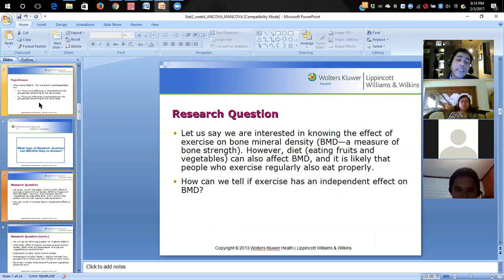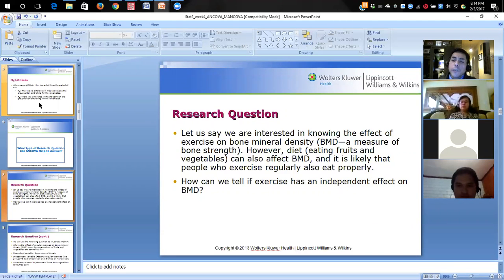So we will ask the question, how can we tell if exercise has an independent effect on BMD, on bone mineral density? Independent means it's not influenced by other independent variables, or by other, well, we don't call them covariates until they have collinearity. So we're trying to look at our model, whether it is really just exercise that will be a strong determinant for higher bone mineral density. So that's basically our model.